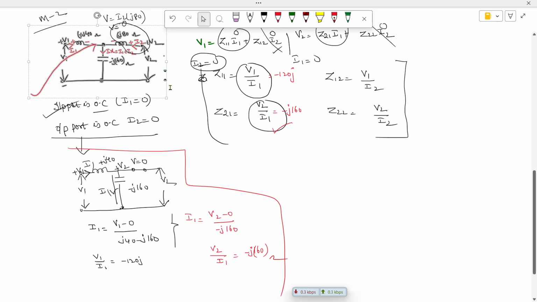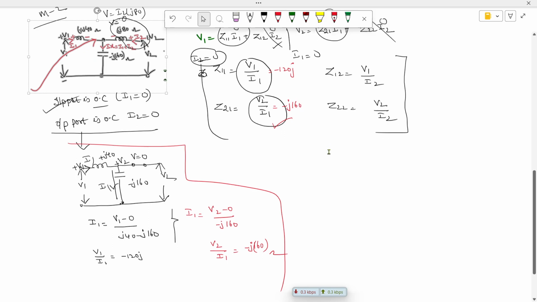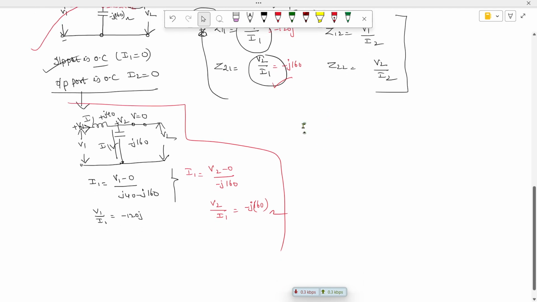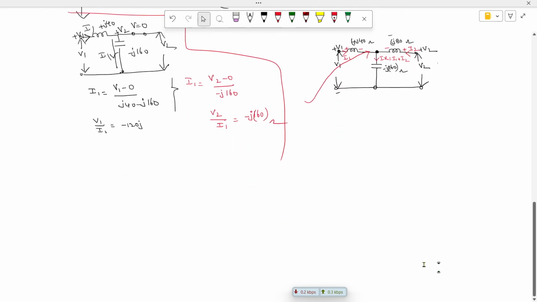So whatever method you feel comfortable with, you can employ it. This is left to your convenience. Okay. So here we are going to perform the open-circuit calculation.